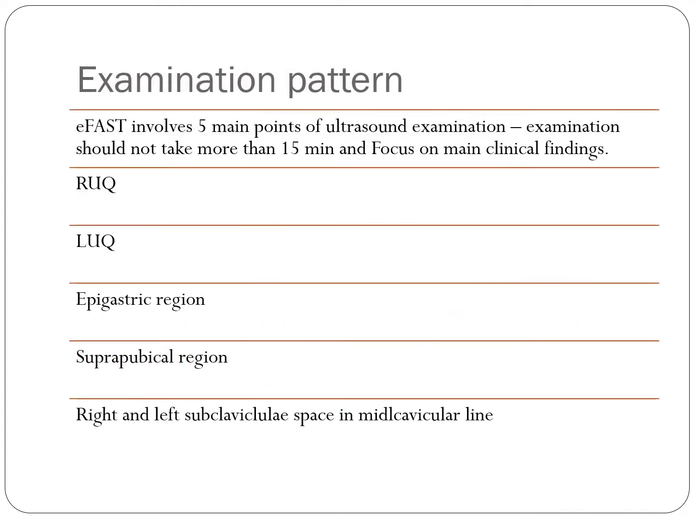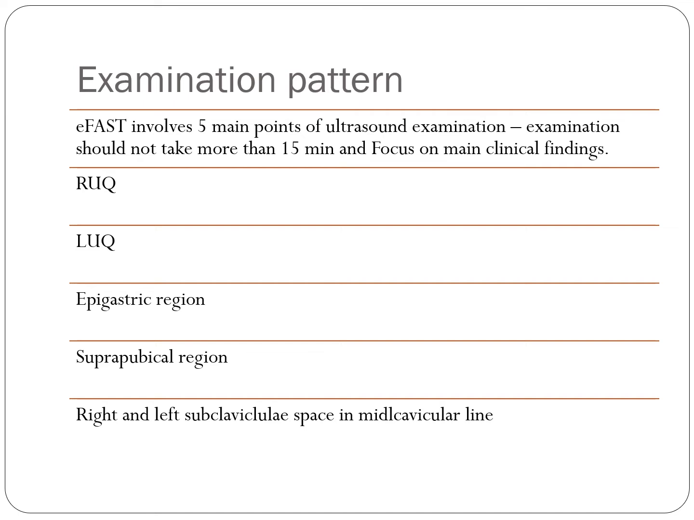Performing eFAST, we should follow a pattern, and the examination itself shouldn't take more than 15 minutes, especially if we focus on main clinical findings. So what areas do we have to examine? We have to start from the right upper quadrant, followed by the left upper quadrant. We have to examine the epigastric region, the suprapubic region, and also the right and left subclavicular space in the midclavicular line.